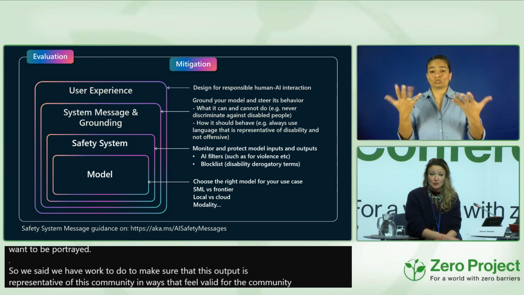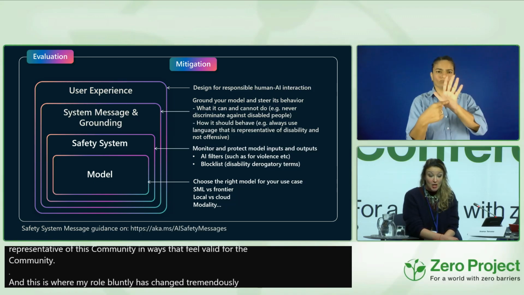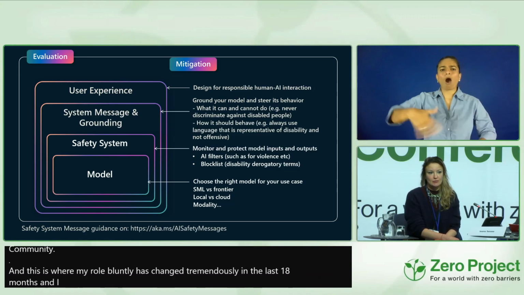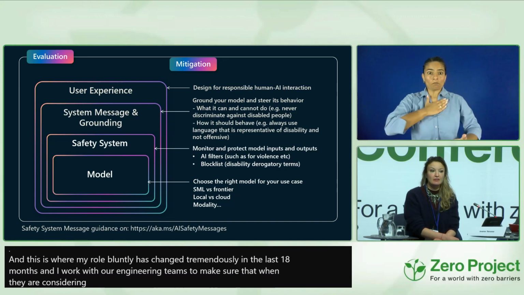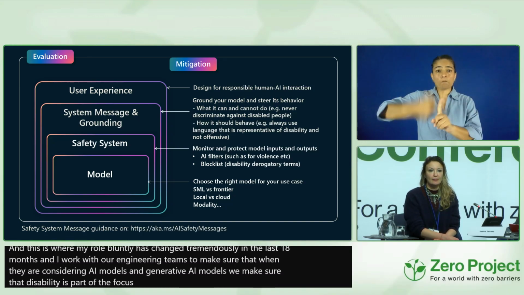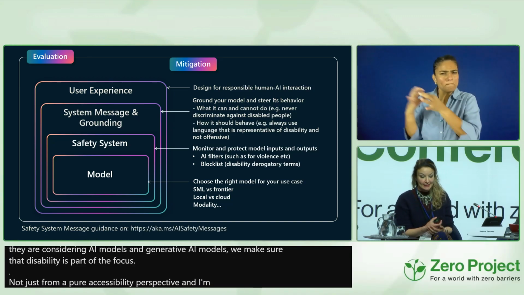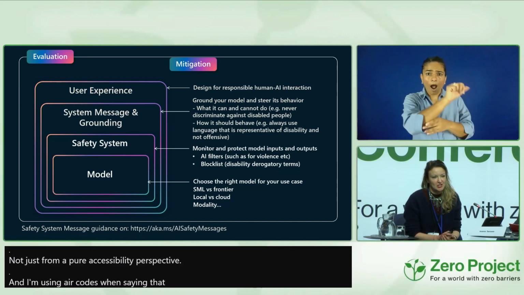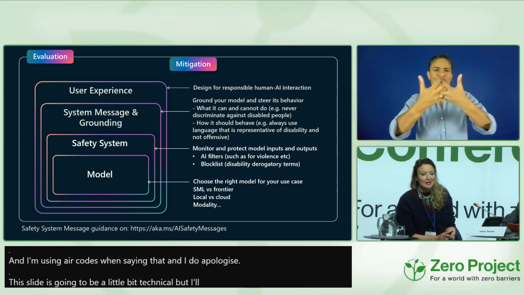And this is where my role bluntly has changed tremendously in the last 18 months. And I work with our engineering teams to make sure that when they are considering AI models and generative AI models, we make sure that disability is part of the focus, not just from a pure accessibility perspective. And I'm using air quotes when saying that. And I do apologize, this slide is going to be a little bit technical, but I'll demystify it.